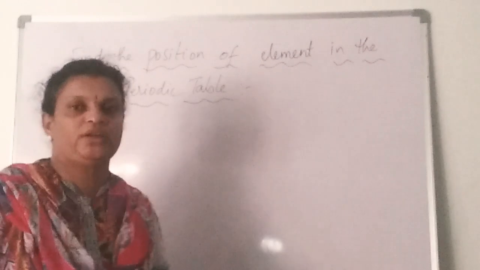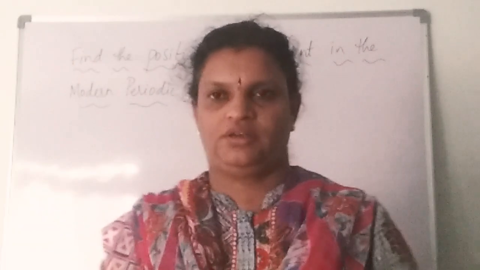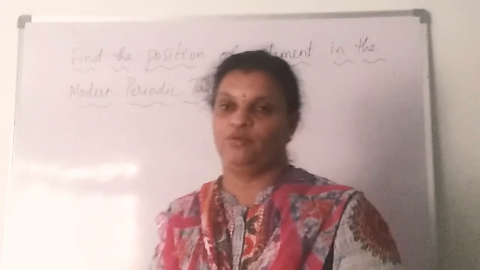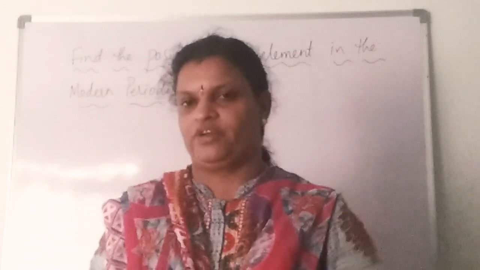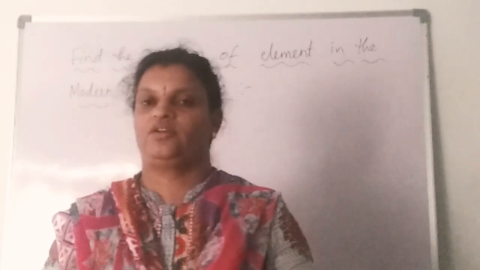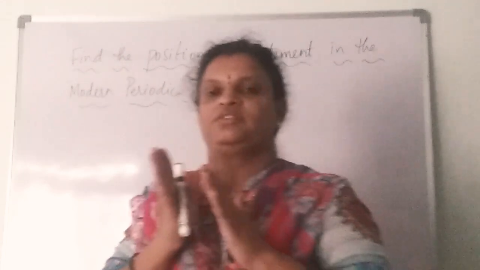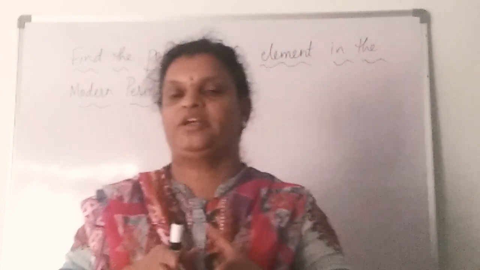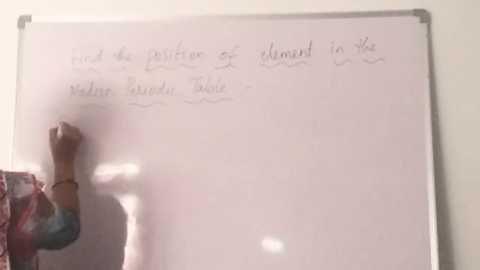Find the position of the element in the modern periodic table. How can we find the position? Before finding the position of the element in the modern periodic table, we should be able to write its electronic configuration. You know already that electronic configuration is nothing but the systematic arrangement of the electrons in the orbitals of the element. So now one example we'll take here.